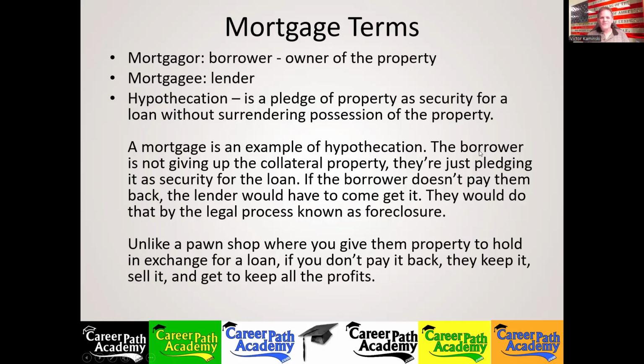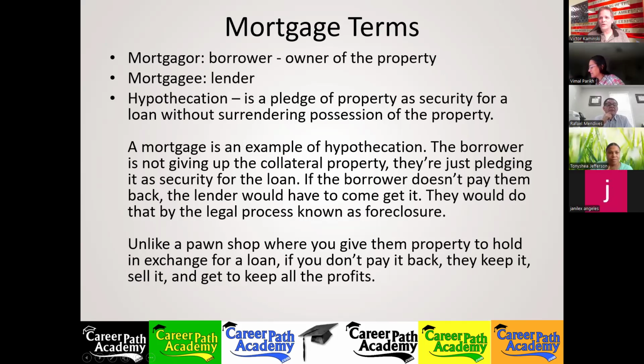So the borrower's not giving up the collateral for the property. They're just pledging it as security for a loan. But who do they go to pledge it? Your lender. Oh, my lender. I have to go back to my mortgager. Well, that's how you get the loan to begin with, right?